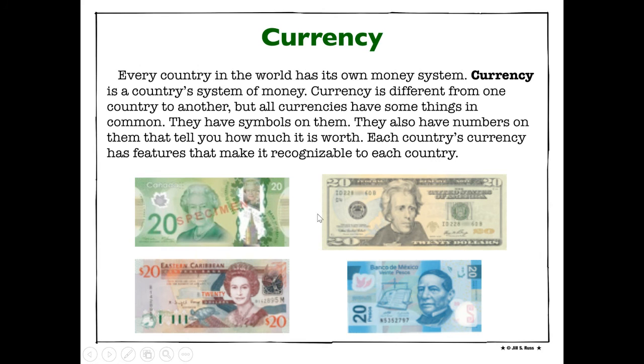So here's some pictures of different currency. We have Canadian, Caribbean, Mexican, and United States. They all look different, but we can recognize that these are all 20s. We can see faces on them, and there's different colors on them so that they're recognizable.